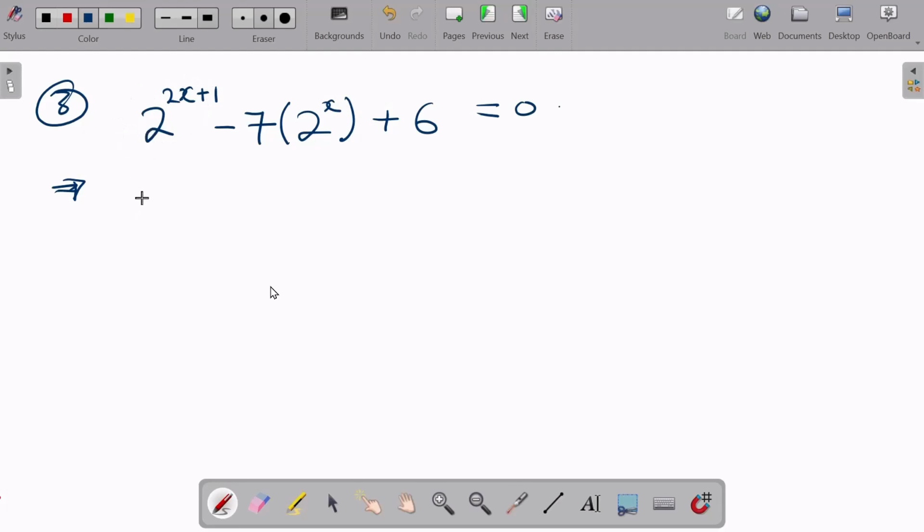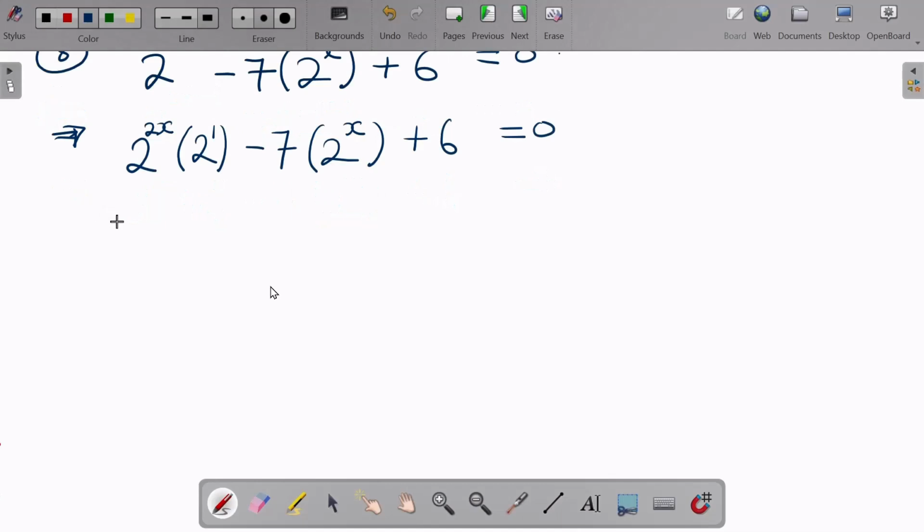This is the same as having 2 raised to power 2x. Since it's addition, then it was a multiplication into 2 power 1, minus 7 multiplied by 2 power x, plus 6 equals 0. This is the same as having 2.